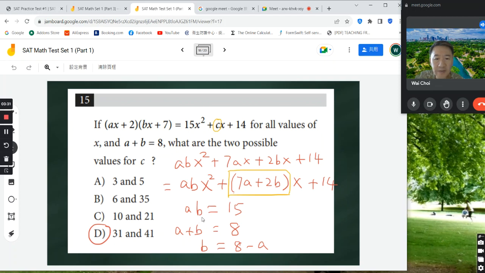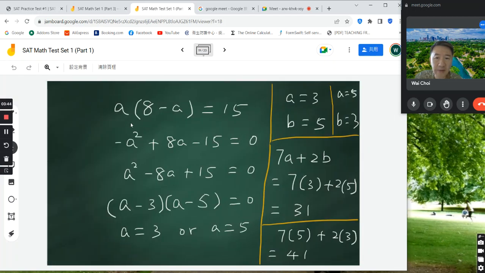So a times b is equal to 15, and b is equal to 8 minus a. So we're going to replace this b by 8 minus a, and then this is what we have: a times (8 minus a) equals 15. And so this is negative a² + 8a. After we multiply them through, we're going to subtract 15 from both sides of the equation. So here the 15 will disappear, and then it will show up as a negative 15 on the left-hand side.